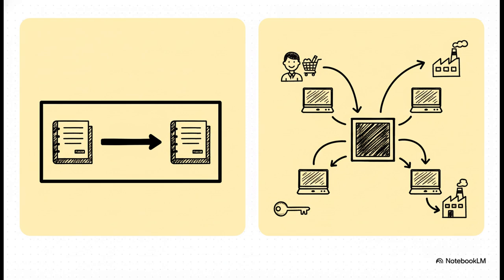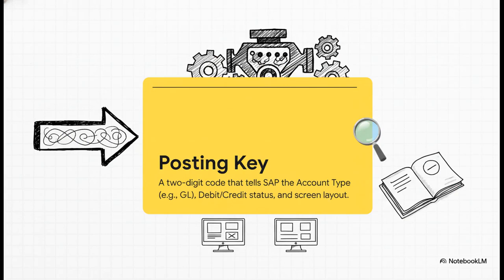F02, on the other hand, is a multi-screen transaction that gives you precise control using this little thing called a posting key. So this posting key, it is absolutely crucial. It's a code, just 2 digits, that tells SAP exactly what kind of entry you're making. It tells it the account type, whether it's a debit or a credit, and even what the screen should look like. It's basically the engine under the hood of the whole system.